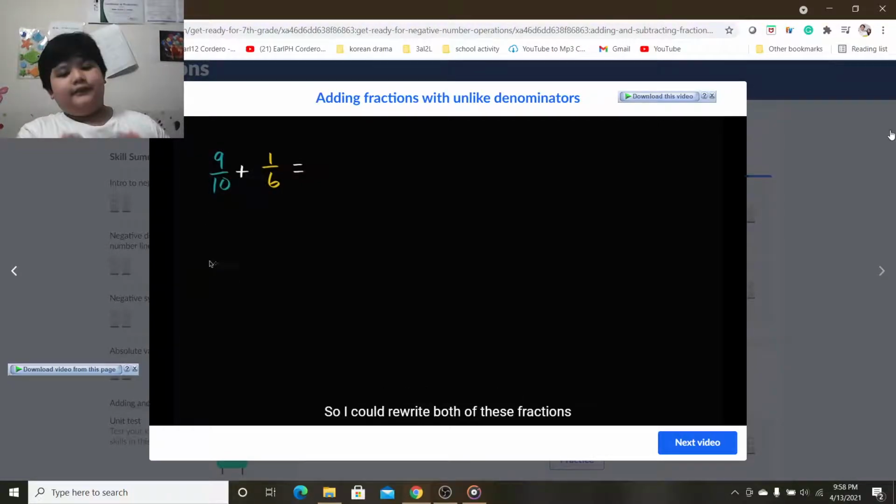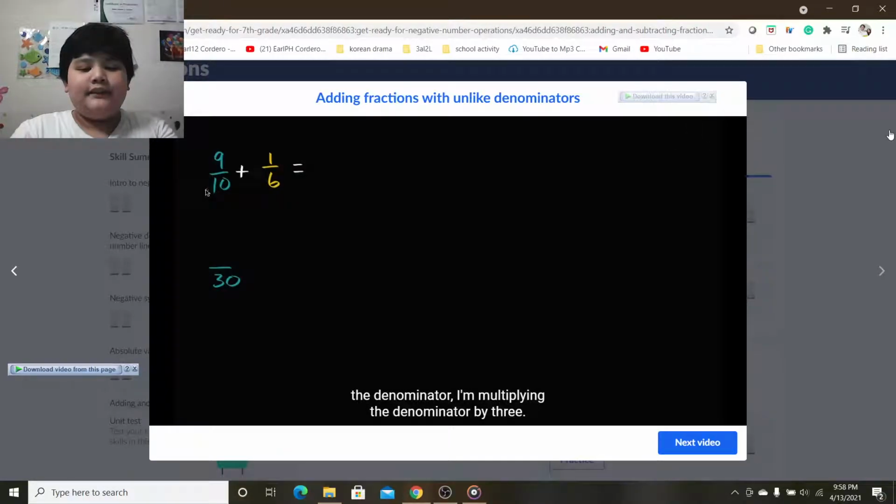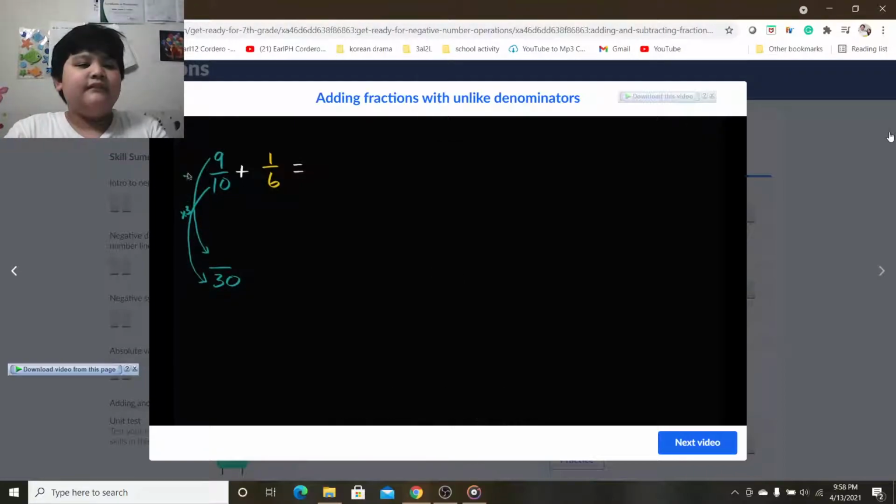I can rewrite both of these fractions as something over 30. Well, I multiplied the denominator by 3. So if I don't want to change the value of the fraction, I have to do the same thing to the numerator. I have to multiply that by 3 as well. So now I'm just multiplying.